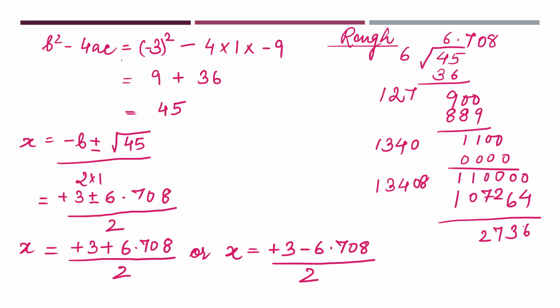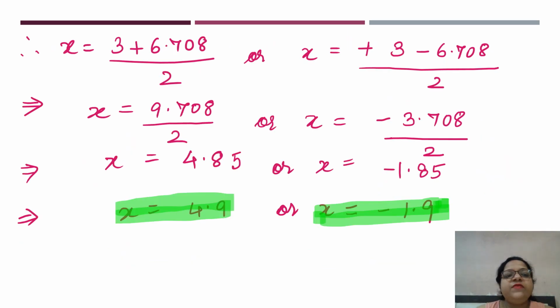So x is equal to 3 plus 6.708 upon 2, or x is equal to 3 minus 6.708 upon 2. Okay, children. Therefore, we get the answer as x is equal to 9.708 upon 2, or x is equal to minus 3.708 upon 2. Therefore, x is equal to 4.85 or x is equal to minus 1.85.